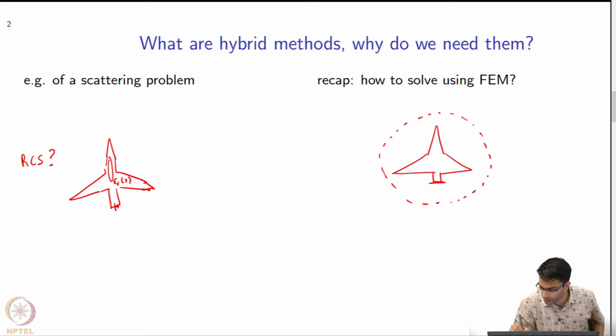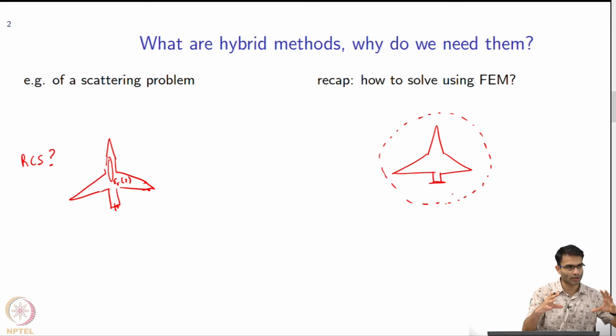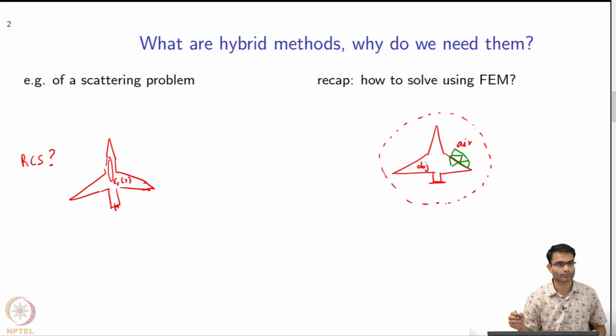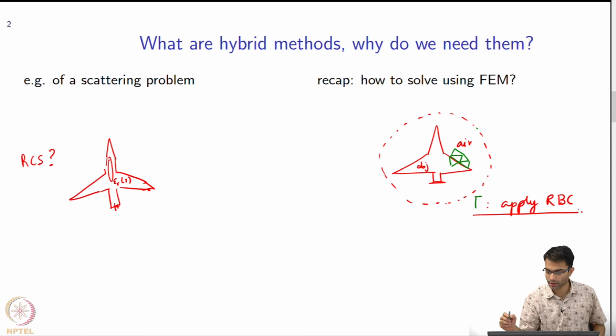Just for simplicity I am showing it like a circle, but it can conform to the shape of the thing. So this is air, this is the object, and now this whole domain has to be fractured into triangles, and so on, in the case of finite element. And this is how I solve it. This is the outermost boundary on which I apply RBC, and this gives me a sparse system.